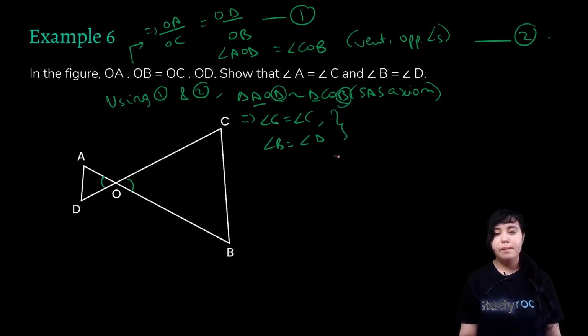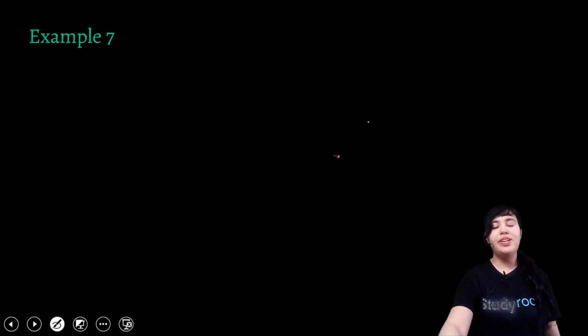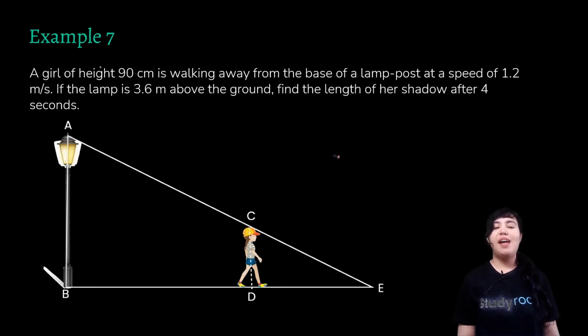Should be A over here. So yeah, hence proved. This was a short example. Then here we have a little application based example. So here we have a girl. She has a height of 90 centimeters. She's walking away from the base of this lamp post, AB, at a speed of 1.2 meters per second. And this lamp is at a height of 3.6 meters from the ground. You have to find the length of her shadow after 4 seconds.